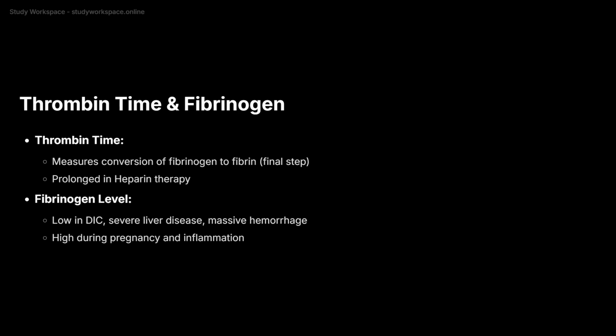Now let us look at thrombin time. Thrombin time measures the final step of coagulation, which is the conversion of fibrinogen into fibrin. It becomes prolonged in heparin therapy, low fibrinogen levels, and disorders of abnormal fibrinogen. Another useful test is the fibrinogen level itself. Low fibrinogen occurs in disseminated intravascular coagulation, severe liver disease, and massive hemorrhage. High fibrinogen is commonly seen during pregnancy and inflammatory conditions.